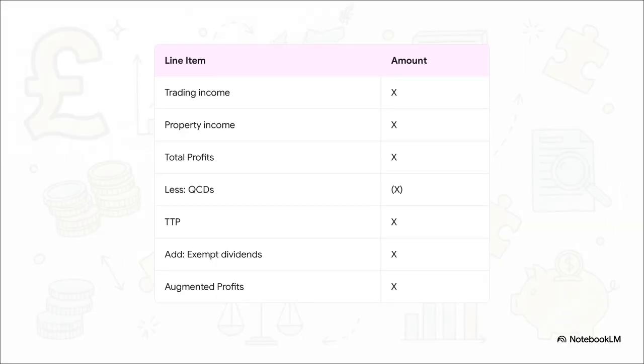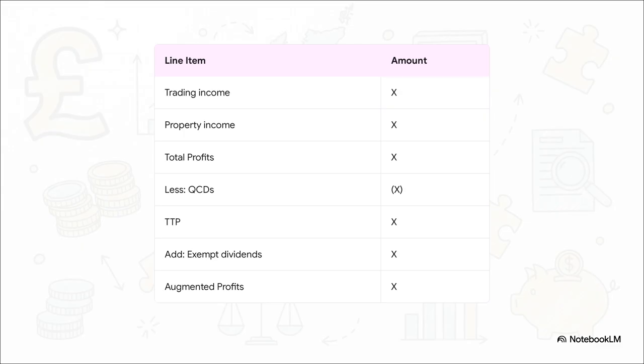I want you to think of the corporate tax calculation like a giant funnel. Up at the very top, we pour in all those different streams of worldwide income. We're talking trading, property, non-trading loans, and chargeable gains. That all pulls together to give us our total profits. But hold on. We don't actually pay tax on that number just yet. First, we filter out our qualifying charitable donations, and that finally leaves us with our taxable total profits, or TTP.